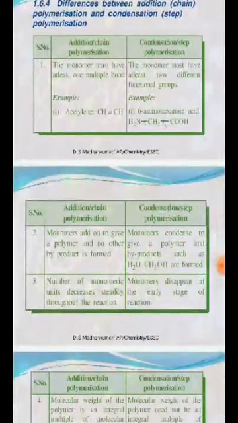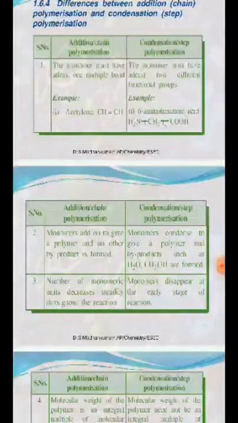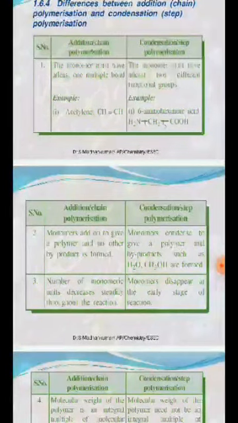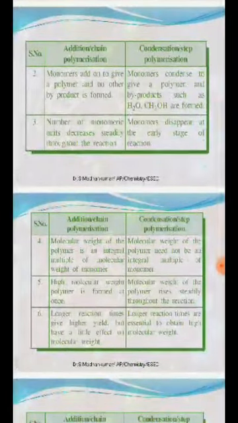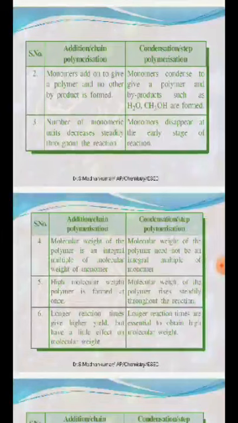Second point, in addition polymerization monomers add to give a polymer and no other byproduct is formed. In condensation polymerization, monomers condense to give a polymer and byproducts such as H2O, CH3OH are formed. Third one, in addition polymerization the number of monomeric units decreases steadily throughout the reaction. In condensation polymerization, monomers disappear at the earliest stage of the reaction. Fourth point, the molecular weight of the polymer is an integral multiple of the molecular weight of the monomer.